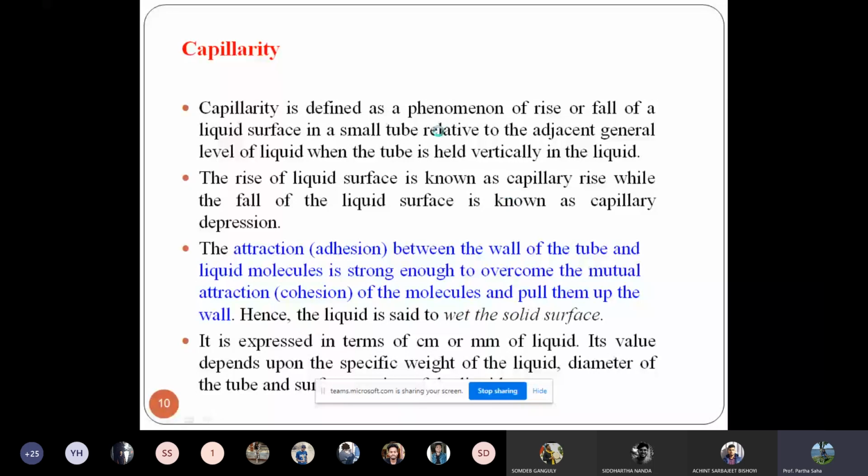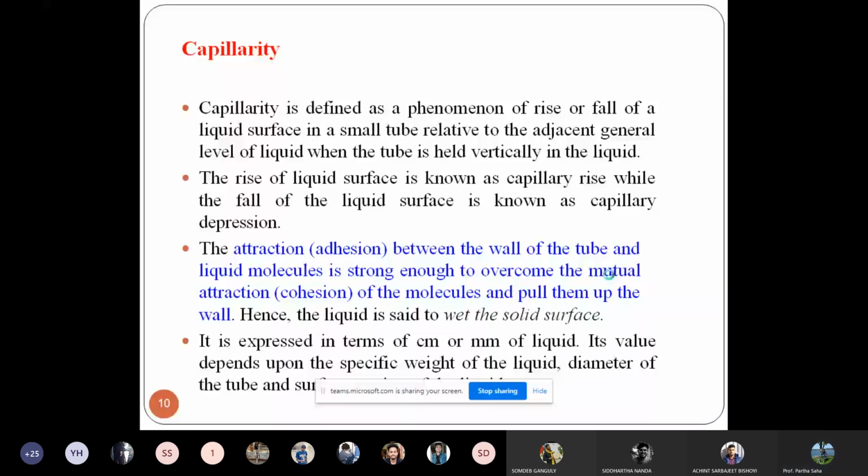The reason is that the attraction between the glass tube and the liquid molecules is strong enough to overcome the cohesive force of the liquid molecules, and thus pulls them up in the tube. That is known as capillary rise. So this is an example given here.